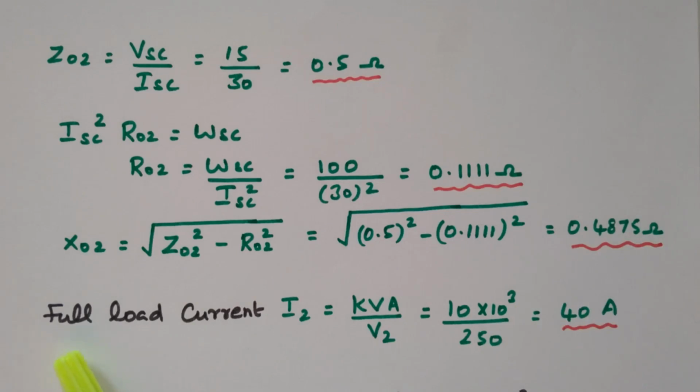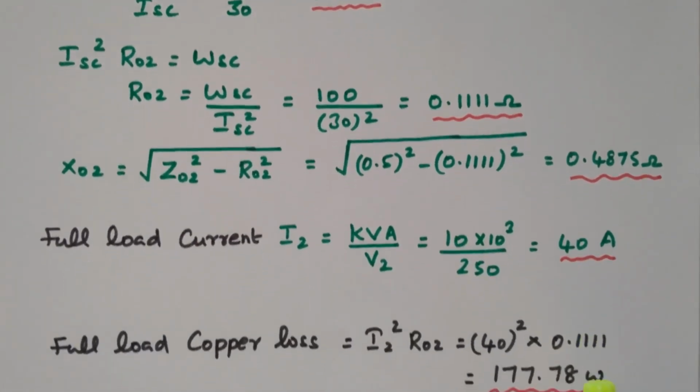Now in order to find the copper loss we need the full load current I2 equal to kVA divided by V2. The power rating of the transformer divided by V2 will give the current value. So it is given as 10 kVA. So 10 into 10 to the power 3 divided by V2, which is 250. By simplifying that we got 40 ampere. The full load current is 40 ampere.